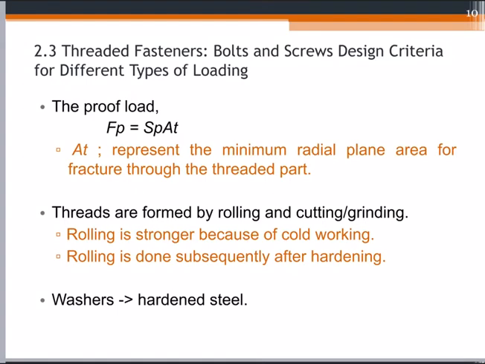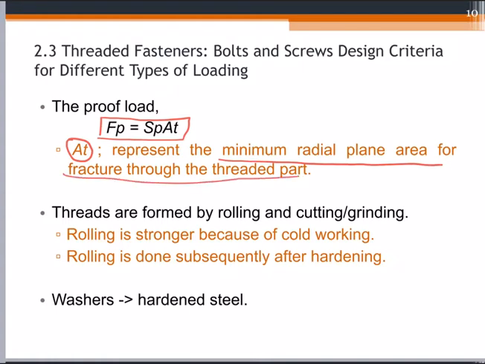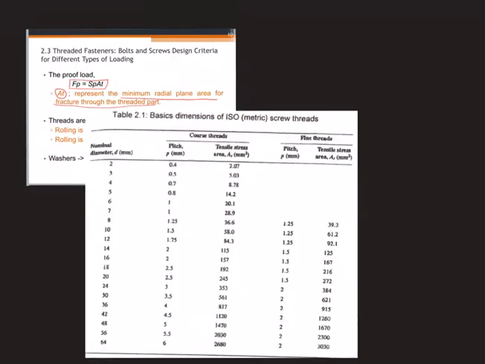Next is the proof load. Fp is equal to Sp times At. At is the minimum area for fracture through the threaded part. The value of At can be found from Table 2.1, basic dimensions of ISO metric screw thread. In this table, there are two columns to find the value of At. The first column is for the coarse thread, and the second column is for the fine thread.